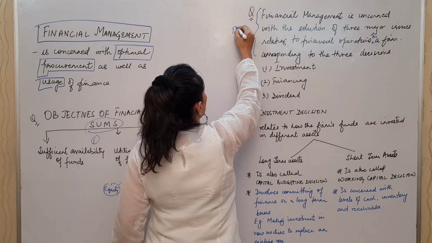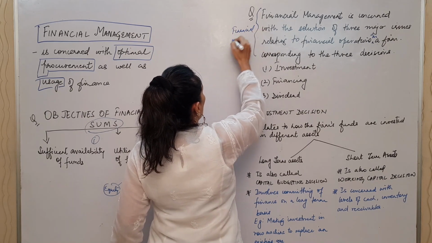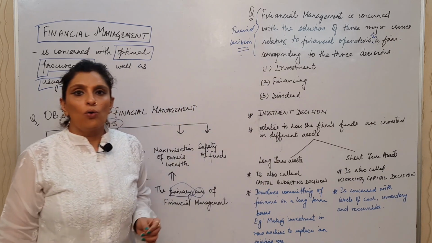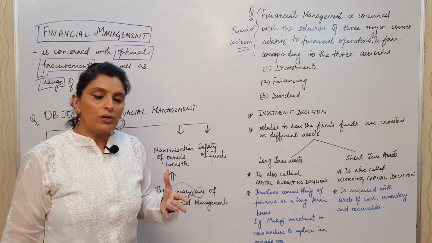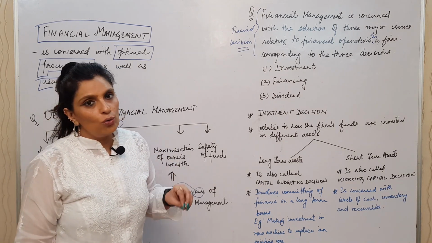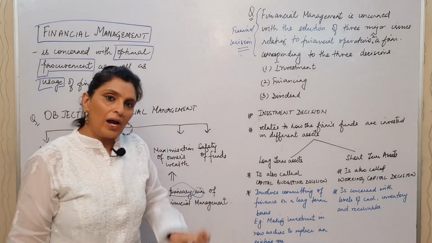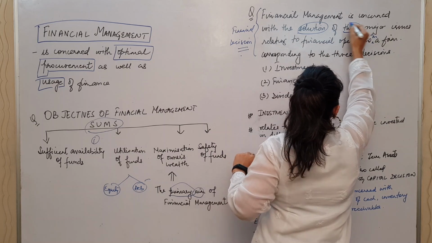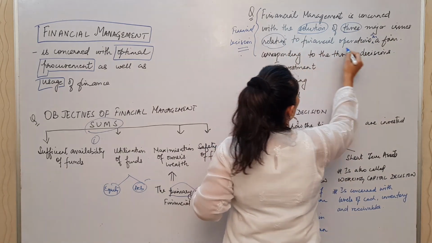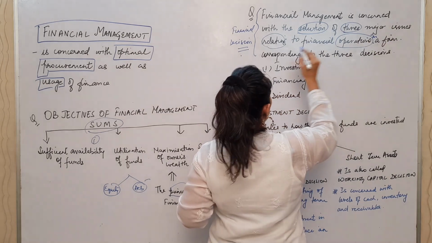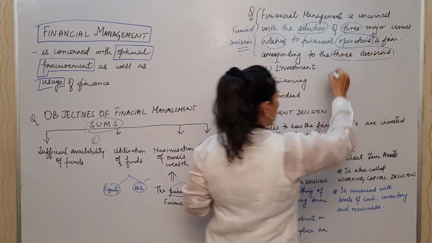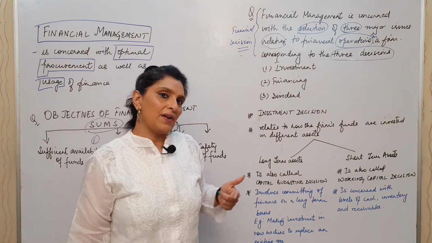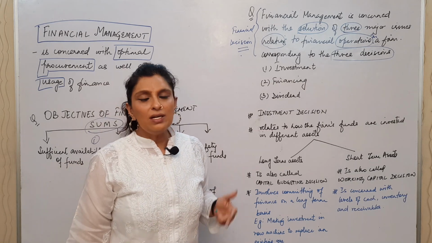What does it say? It says that in any organization, you need to have three major decisions to know how you're utilizing your finance, or to know how to put the funds in the right use. Financial management is concerned with the solution of three major issues relating to financial operations. Operations means working, corresponding to three decisions. What are the three decisions which we are talking about? First is investment decision, the second is financing decision, and the third is dividend decision.